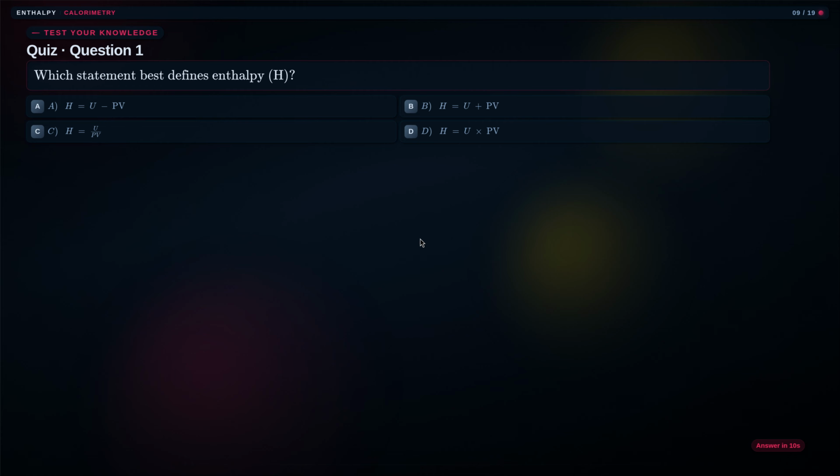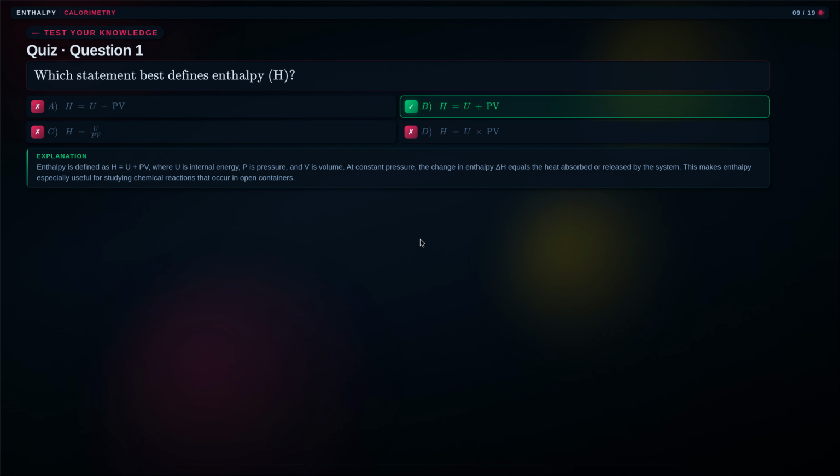The correct answer is B. Enthalpy is defined as H equals U plus PV, where U is internal energy, P is pressure, and V is volume. At constant pressure, the change in enthalpy equals the heat absorbed or released by the system. This makes enthalpy especially useful for studying chemical reactions that occur in open containers.